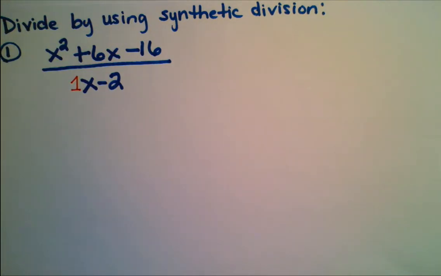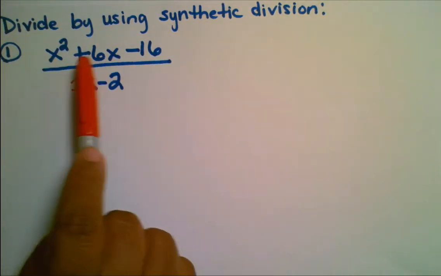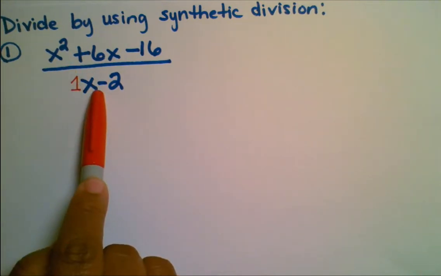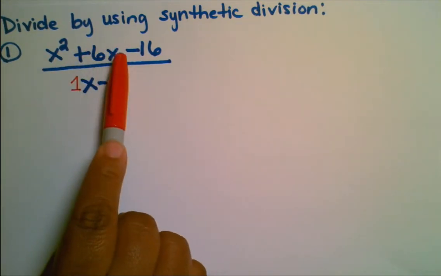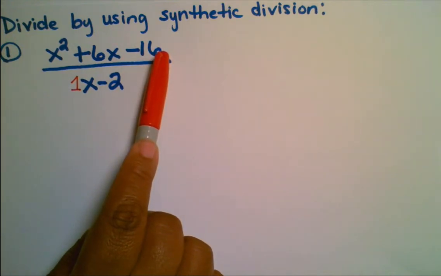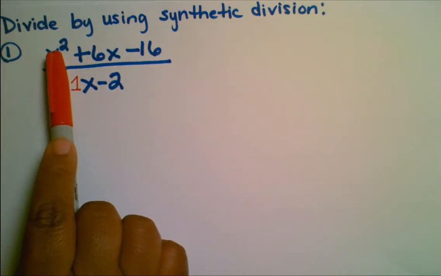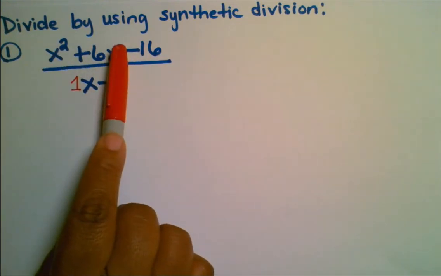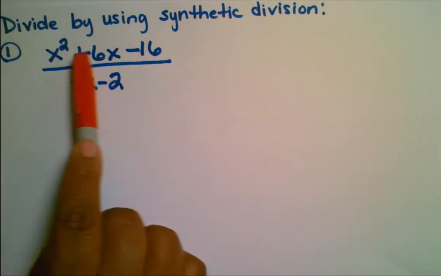All right, number 2, all of your terms in the numerator and denominator, or in the dividend and the divisor, must be in descending order of power. So descending order from the highest power to the lowest. So we have 2, we have 1, and then we don't have anything. So this is what we want.